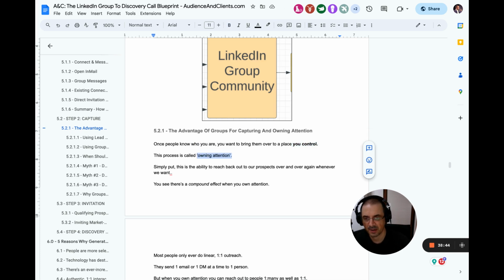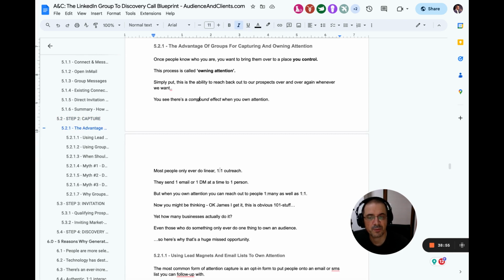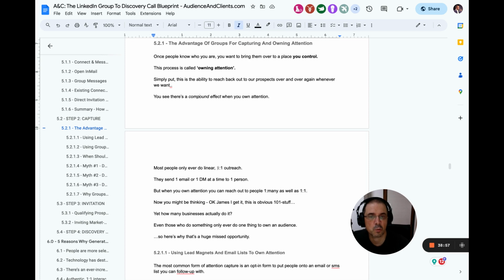Simply put, this is the ability to reach back out to our prospects over and over again whenever we want. Because you see, there's a compound effect when you own attention. Most people only ever do linear one-to-one outreach. They send one email or one DM at a time to one person. But when you own attention, now you can reach out to people one-to-many as well as one-to-one.